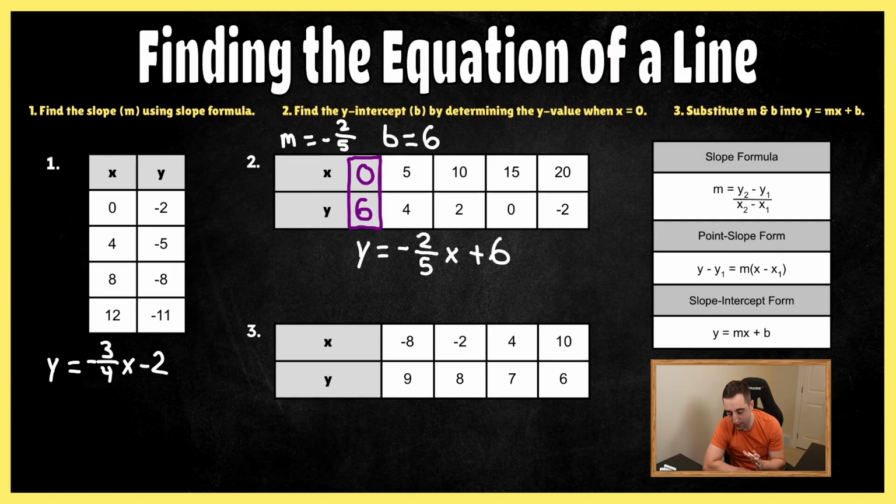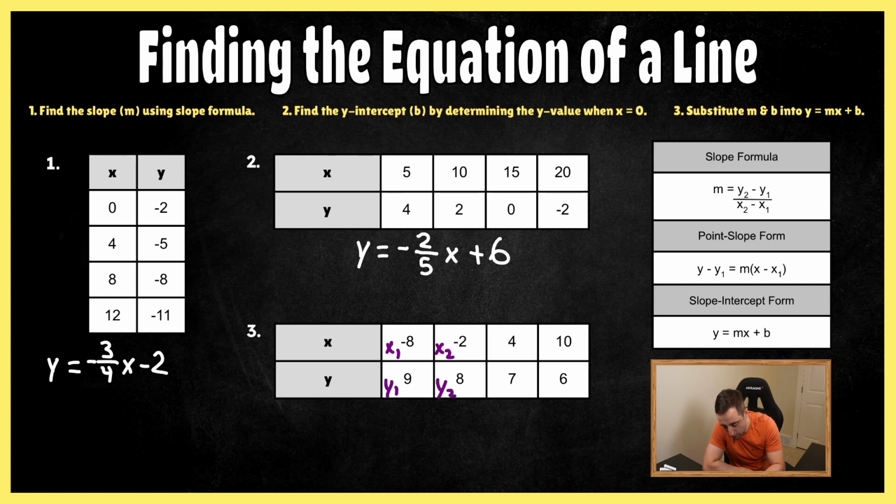So now we're on to the very last one here before I give you 3 tables to try out on your own in the practice session. So let's go ahead and get rid of all this work. We'll just leave the equation there, and then on to number 3. Again, let's start with slope formula. I'm going to pick two ordered pairs. Let's do x1, y1, so -8, 9, and then I'm just going to pick the one right next to it, x2, y2.